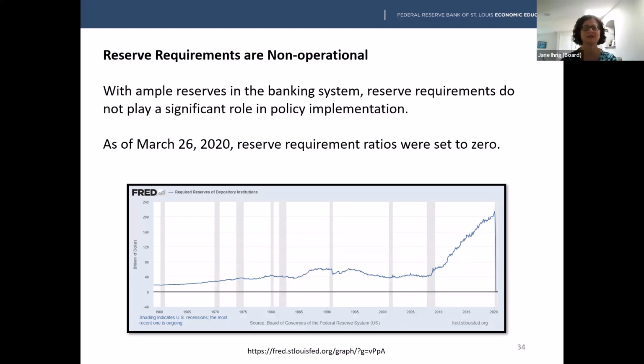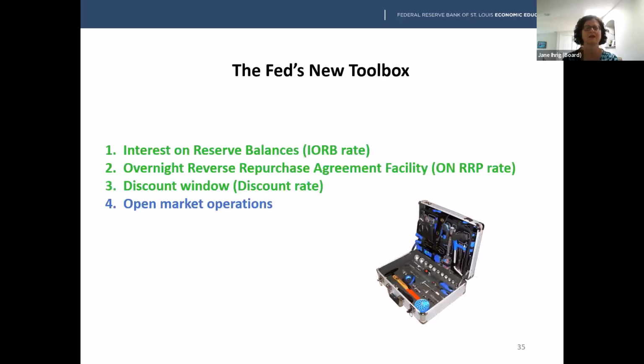So to summarize, what are the key tools in an ample reserve regime? You can see them in the next slide. Okay, there are 4 of them. The 3 green ones have associated interest rates that the Fed sets. Interest on reserve balances is the primary tool you want to talk about with your students. If you have time, talk about the overnight reverse repurchase facility, and then mention the discount window. Open market operations are there in the background for day-to-day use when we're raising interest rates.